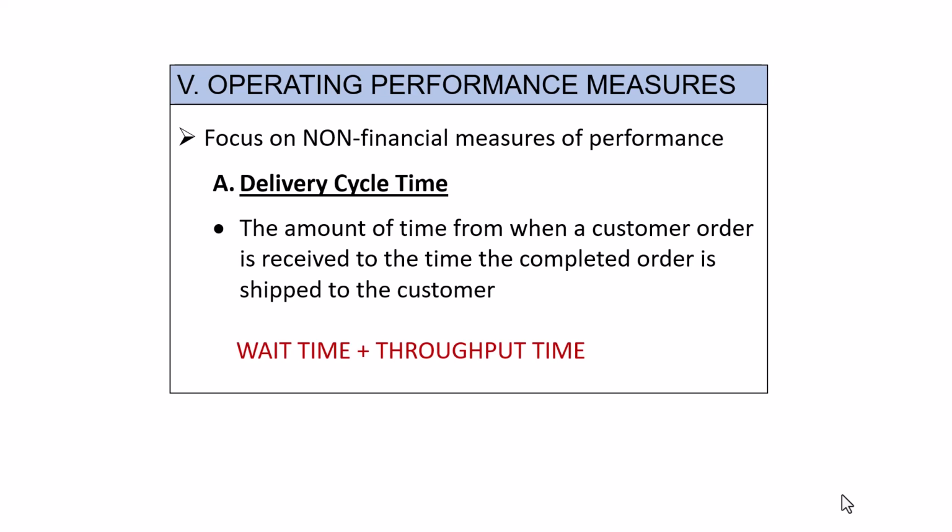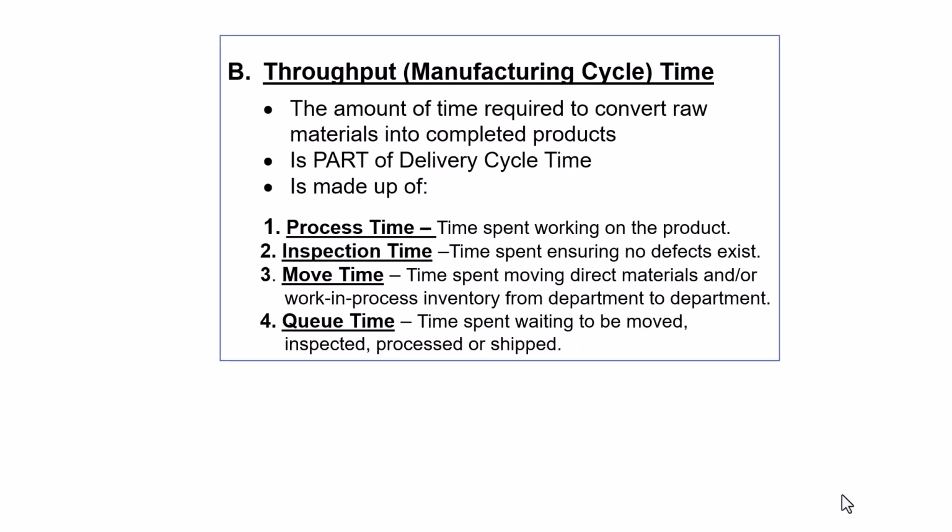Now, wait time is the time that elapses after the order is received, but before production begins. Why would a company wait to begin manufacturing the product? Well, it could be that they're waiting on materials or waiting for a process to be freed up. The second component of delivery cycle time is throughput time, which is the next calculation we will make.